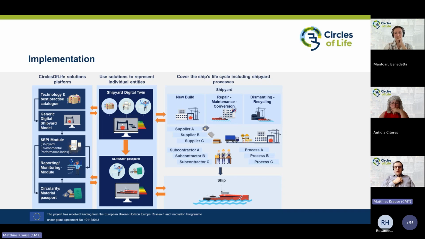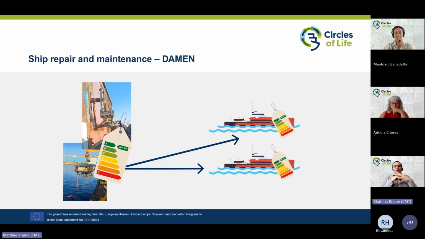All this data is entered into the Circles of Life platform for further aggregation, processing, and calculation of the CP values. And finally, once we have these calculated CP values, they can be attributed to the shipyards through the Ship Lifecycle Passport, SLP. The score will also be assigned to the ships built, repaired, or scrapped at the shipyards.